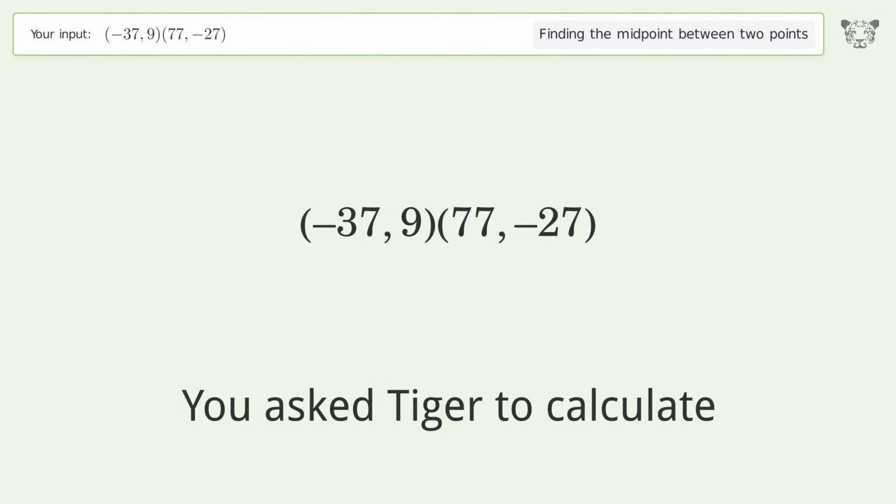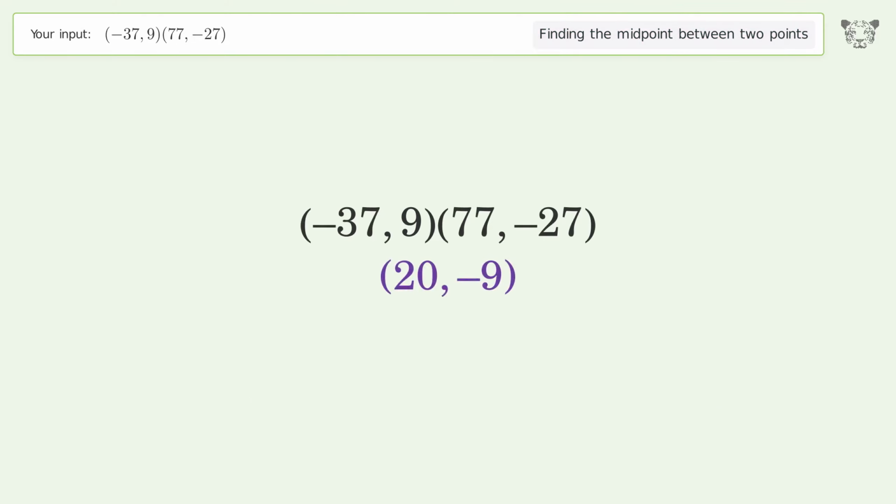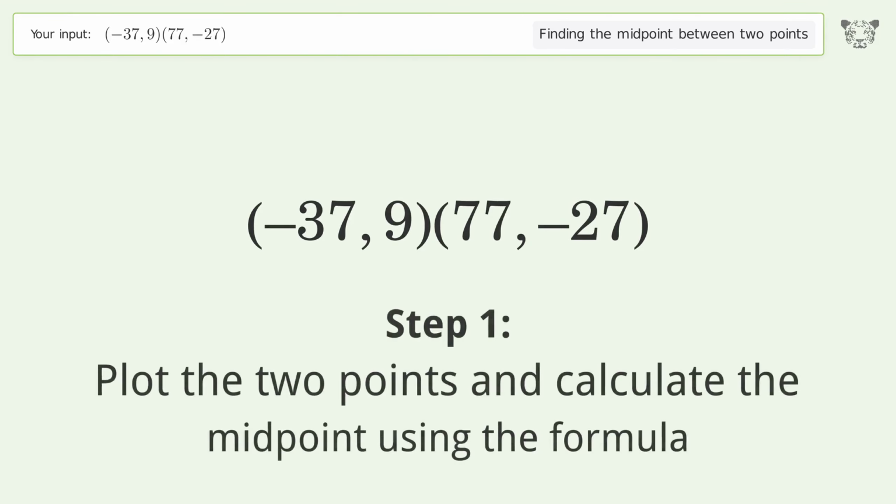You ask Tiger to calculate. This deals with finding the midpoint between 2 points. The midpoint between the 2 points is 20, -9. Let's solve it step by step. Plot the 2 points and calculate the midpoint using the formula.